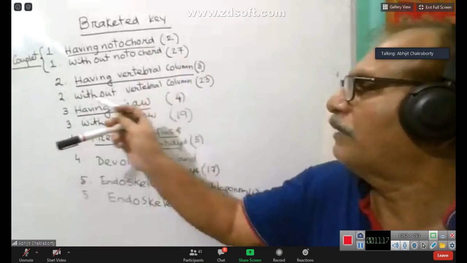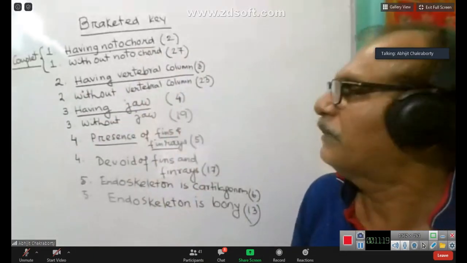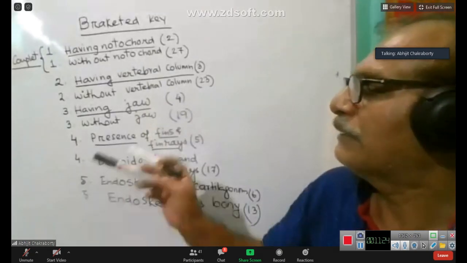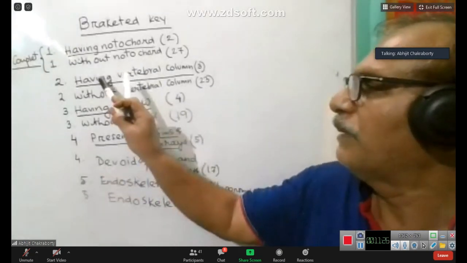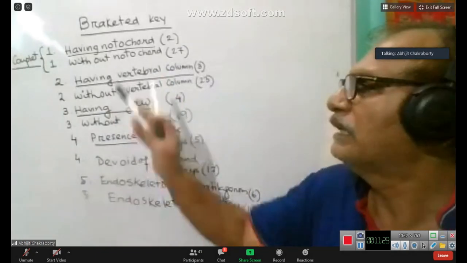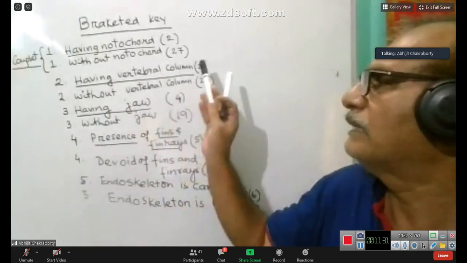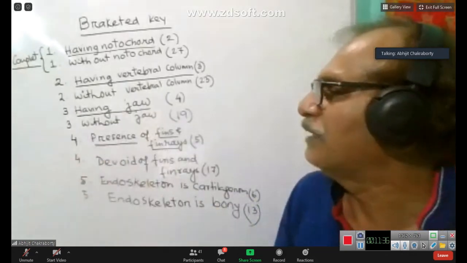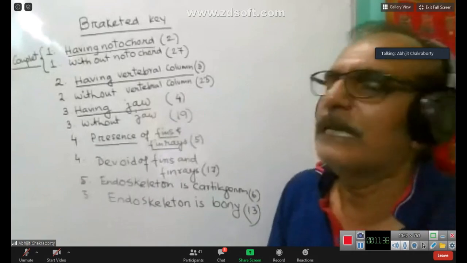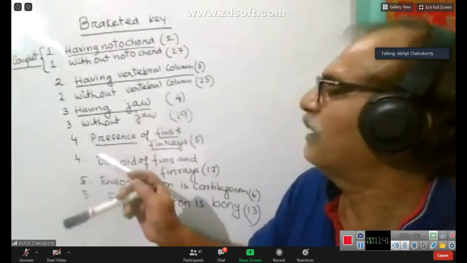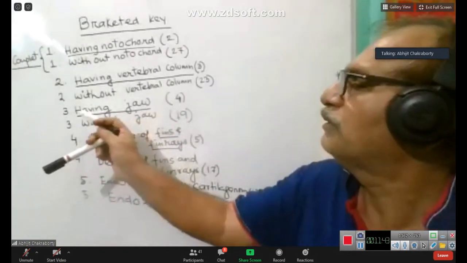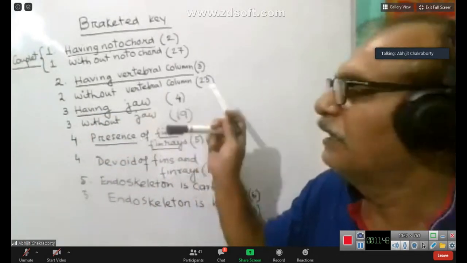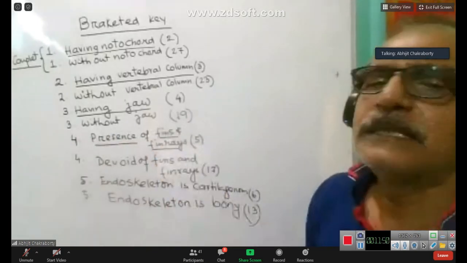In 2, it is written having vertebral column and without vertebral column. Again a contrasting pair. Again you have to select one as per your animal. Suppose, as per this example, your animal is with a vertebral column. So it is selected, and you have to follow what is written in 3, because within the bracket there is 3. In 3 it is written having jaw and without jaw. Again a pair of contrasting statements. So if your animal is with jaw, you have to follow what is written in 4. In 4 it is written, presence of fins and fin rays.